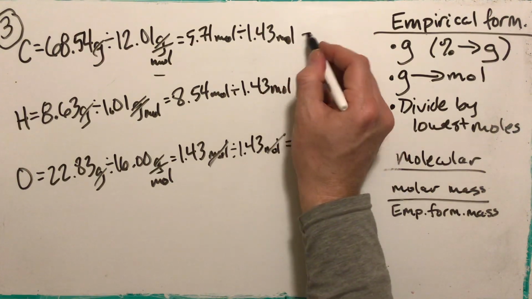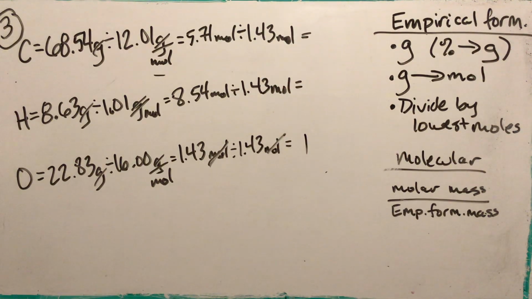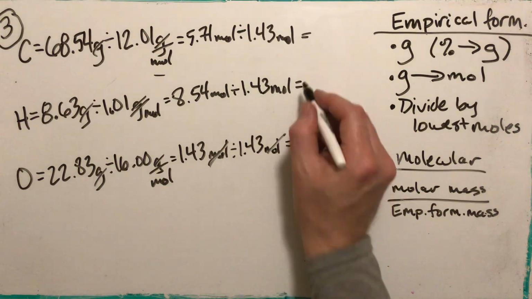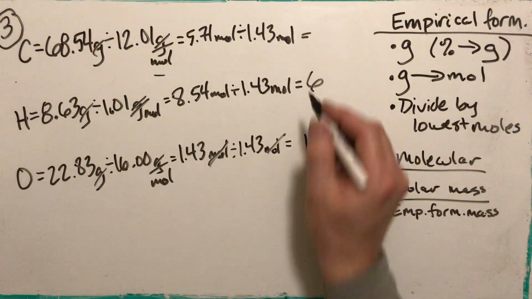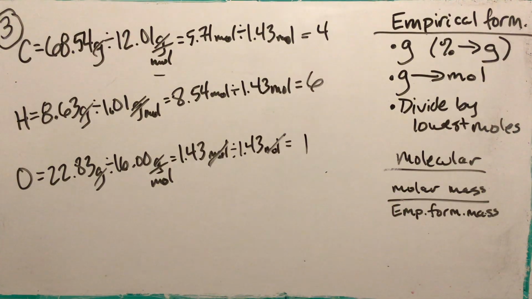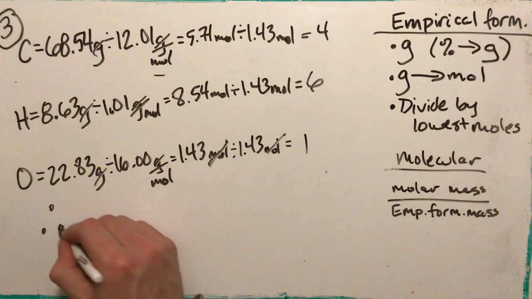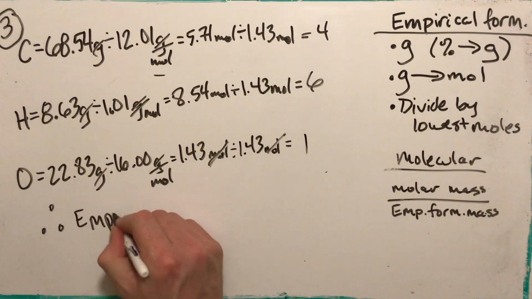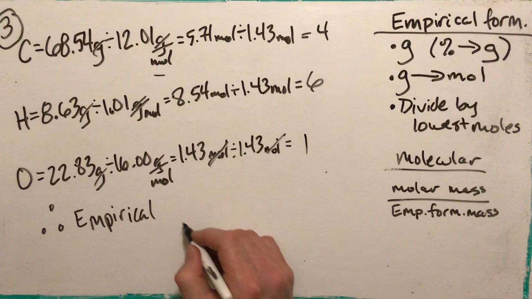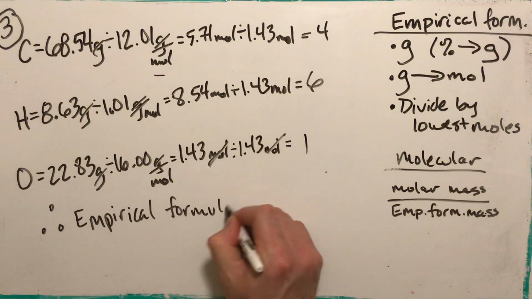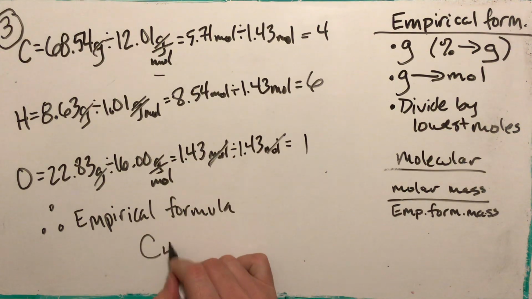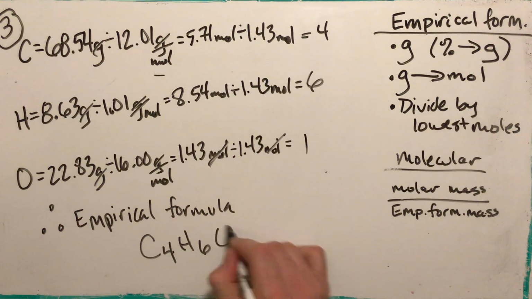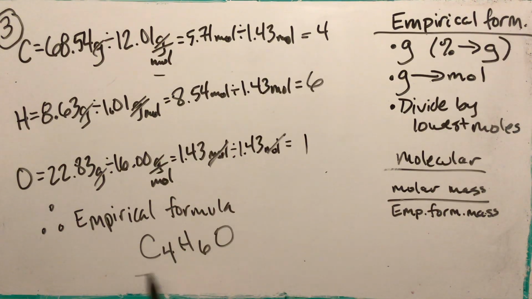Again, excuse the penmanship. I know it's awful. And 8.5 divided it out is 6 and 4. So therefore, my empirical formula is C4H6O1. I'm not going to show that. There's my final $1 million answer. All right.